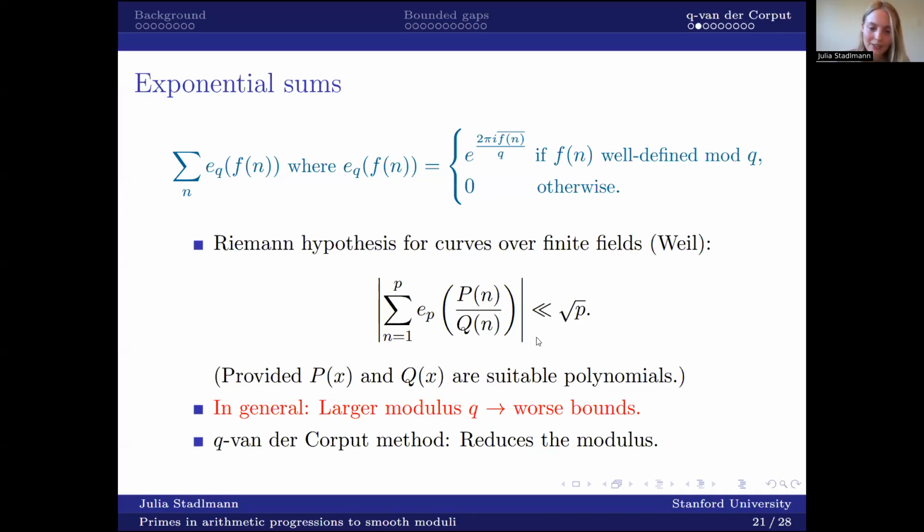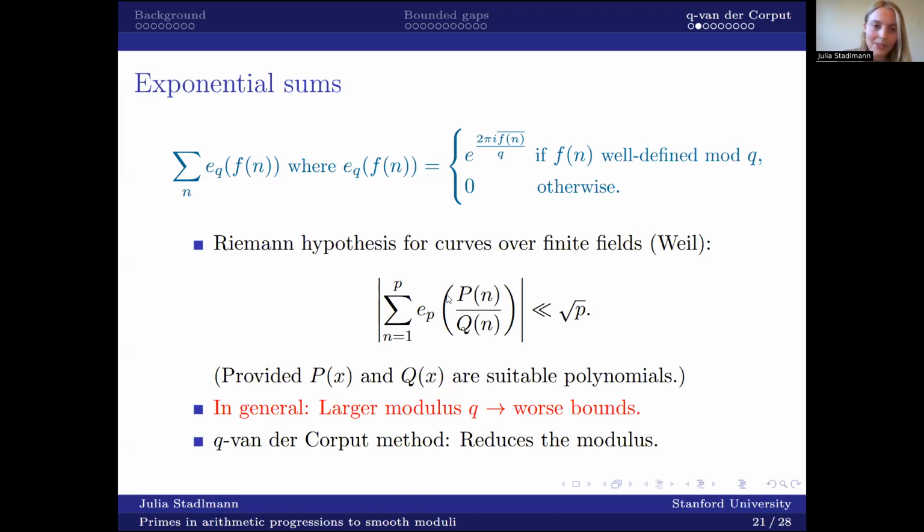And so the idea of the Q van der Corput method is that we don't like large moduli in the exponential sums, and we want to reduce the size of the modulus. The standard van der Corput method, which is maybe known a lot better, is that we have an exponential sum whose phase is a polynomial, and we prove bounds on the exponential sum by using the Cauchy-Schwarz inequality to reduce the degree of the polynomial. In the Q van der Corput method, the idea is very similar, but instead of reducing the degree of a polynomial, we're reducing the size of a modulus.